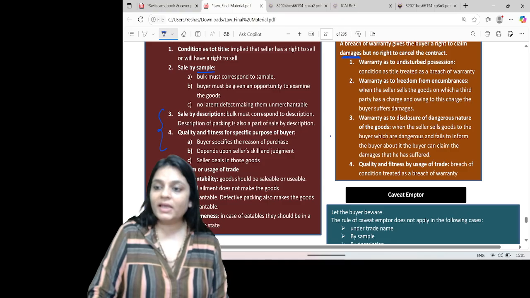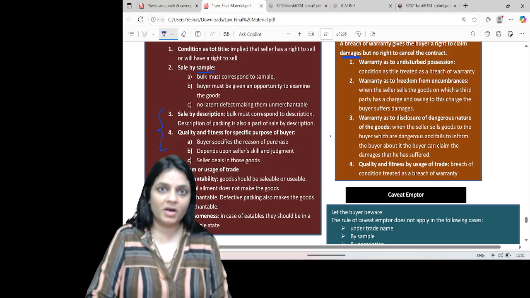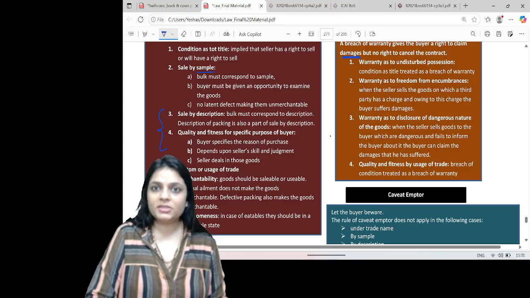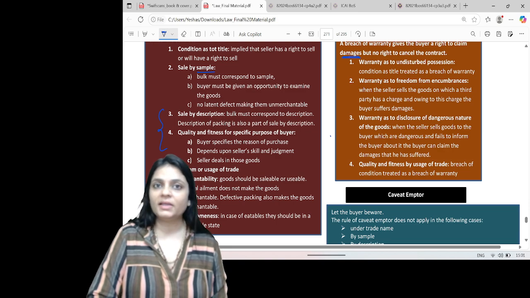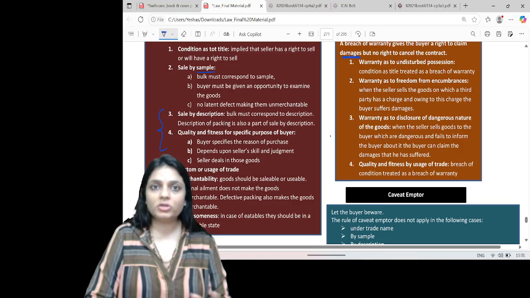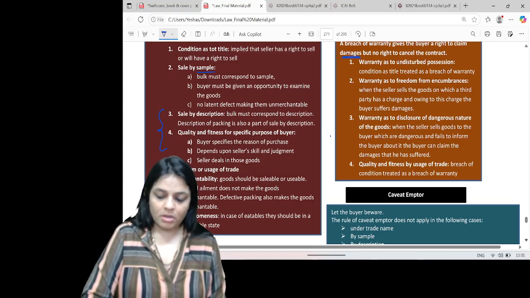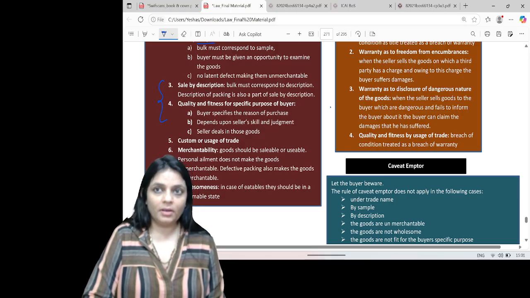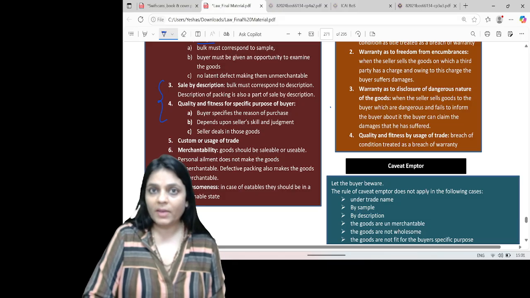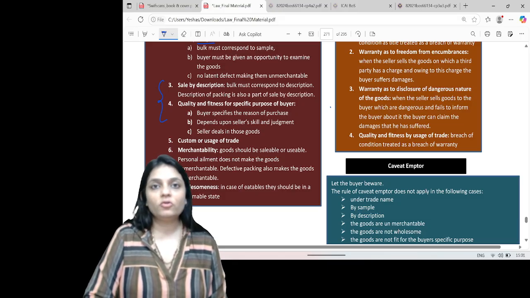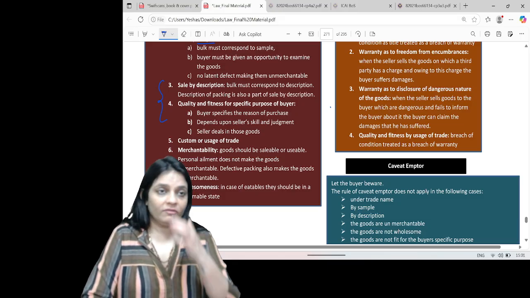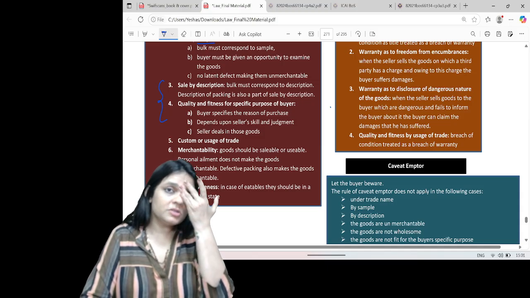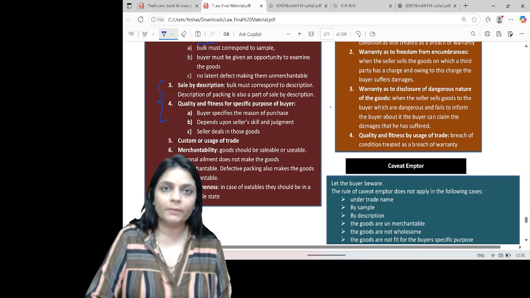The next one, sale by goods condition as to merchantability. Whenever I purchase, the goods must be suitable for the purpose that they are used. If the goods are not suitable for the purpose that they are used, can the buyer return the goods back? Yes. When the sale is made by description and the buyer is a dealer in those type of goods, it is implied that the goods must be in a usable state. If they are not in a usable state, can you return the goods back? Yes. Condition as to merchantability.